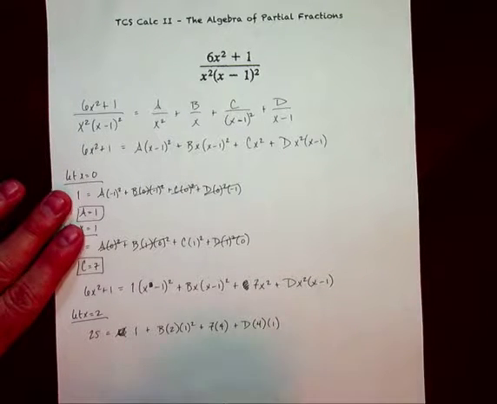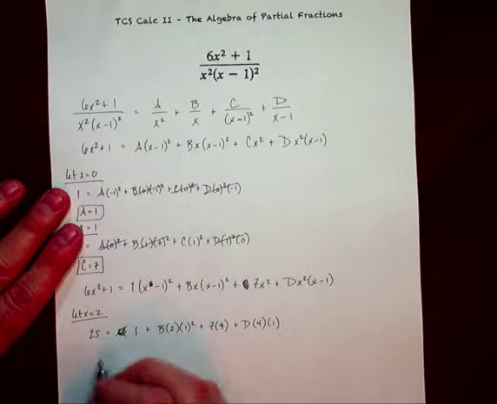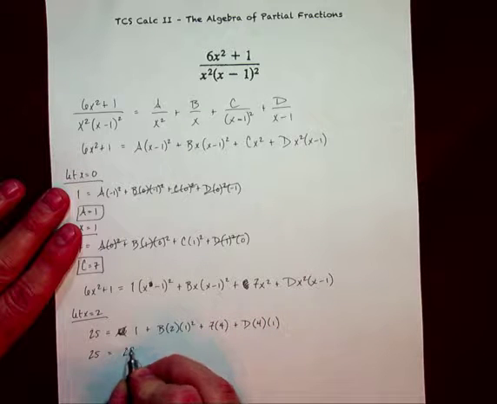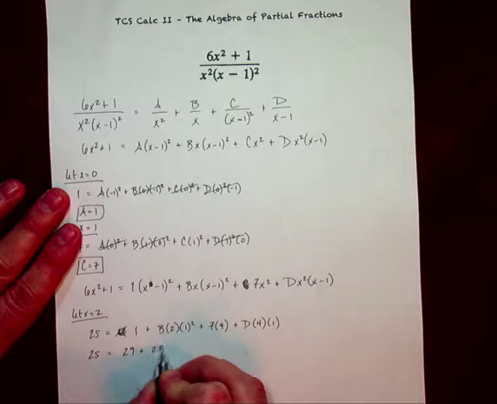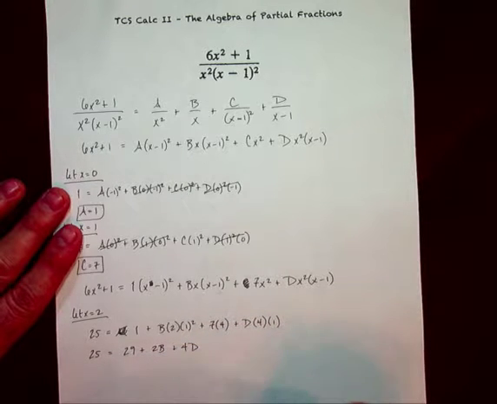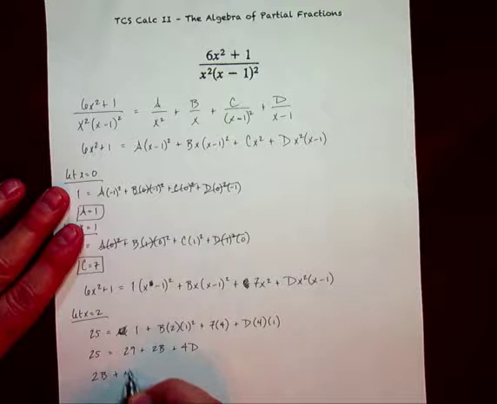Okay. Well, let's go ahead and clean this up a little bit. That's 25 is equal to, that's 1 and 28, so that's 29, plus 2b plus 4d. Okay, well that means I have 2b plus 4d is equal to negative 4.